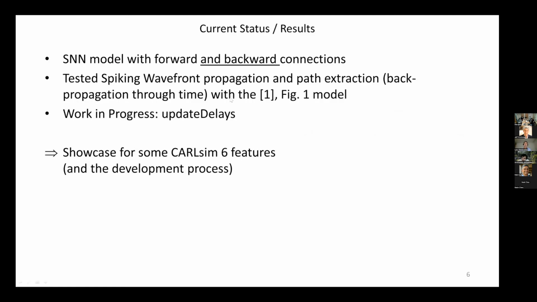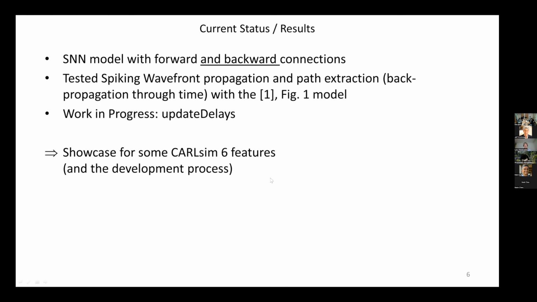The current status here is that the SNN model now has forward and backward connections. For the first test, it was only one direction, but when you consider a maze, of course, you can go from any point to every other. This spike wavefront propagation has been tested, and the path extraction with this model of figure 1. And for the update delays, there is still some progress to be made.